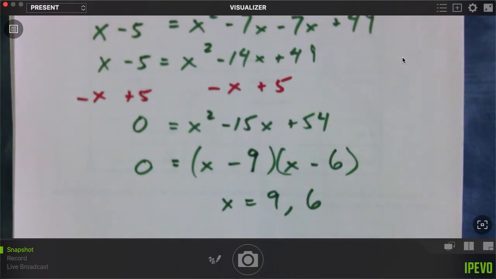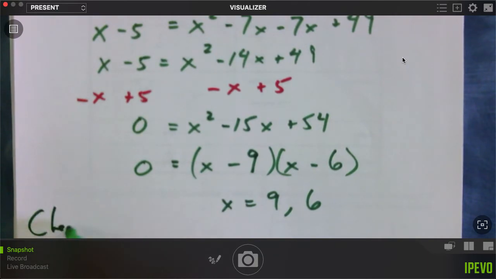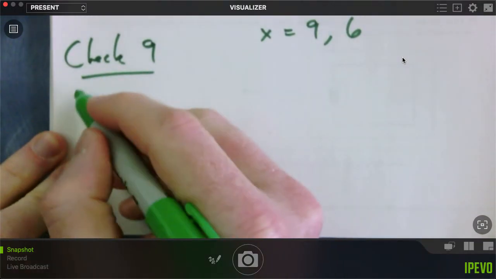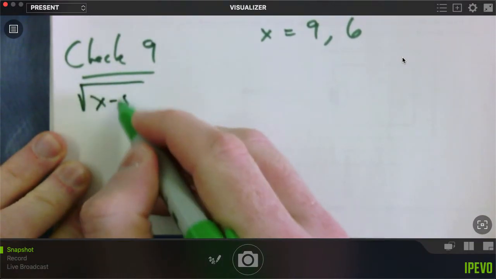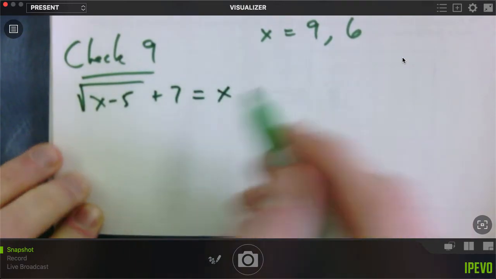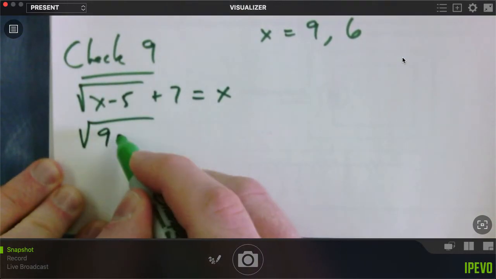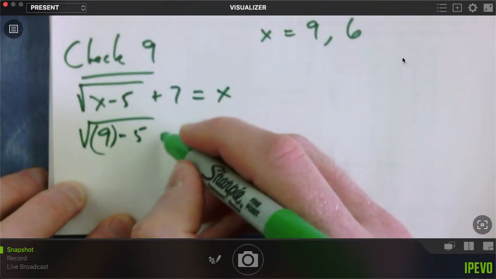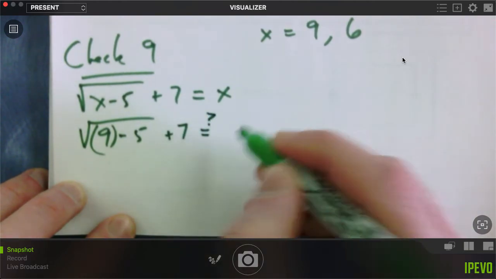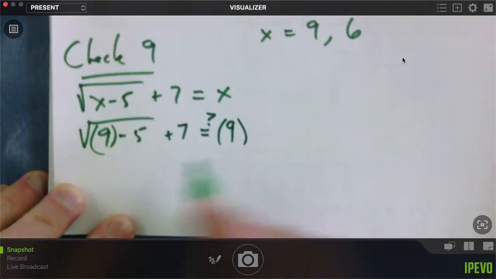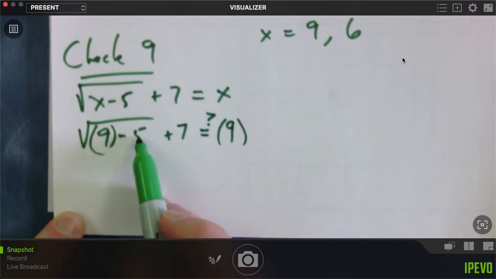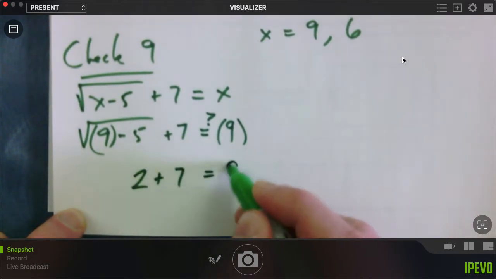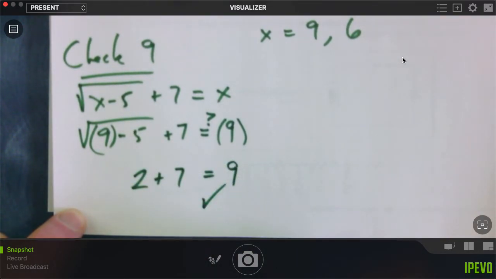But now we need to check. So let's first check 9. The original equation is root of x minus 5 plus 7 equals x. So we're putting 9 in. So the root of 9 minus 5, putting that in brackets just to show that's what's substituted in for the x, plus 7. Now, does it equal 9? 9 minus 5 is 4. The root of 4 is 2. 2 plus 7. We know it works. 9 is a working solution.